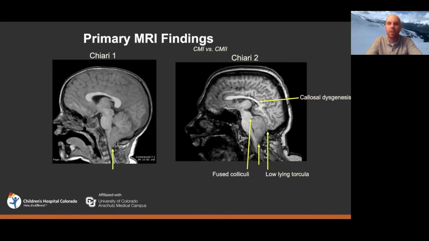And as many of you are probably already aware, there's a number of other features that you see in the brains of patients with myelomeningocele and Chiari 2 as well. So things like a large fused massa intermedia or interdigitated gyri, things of that nature.